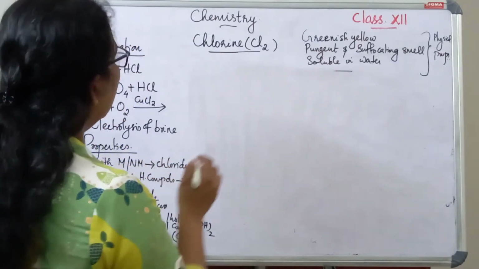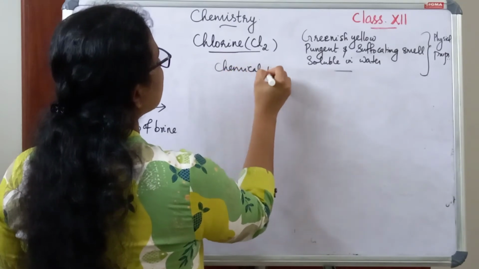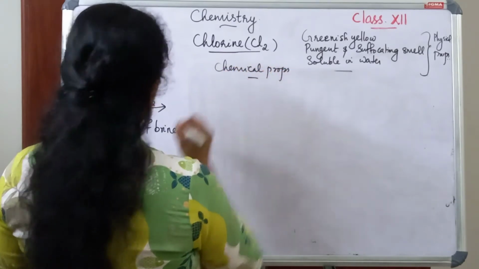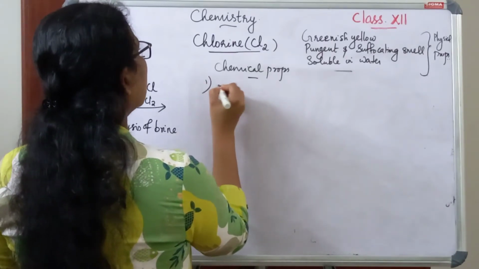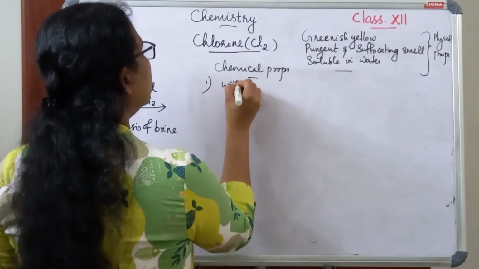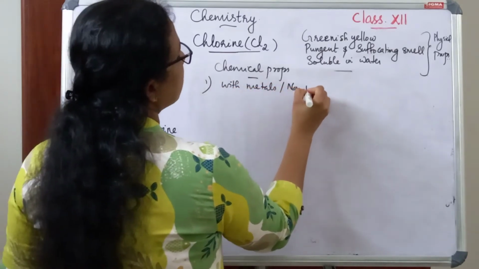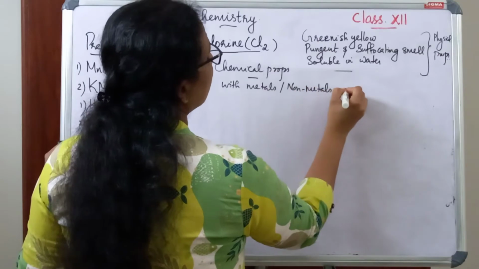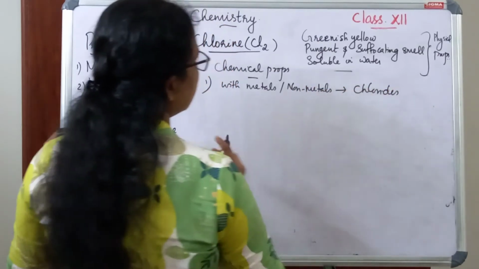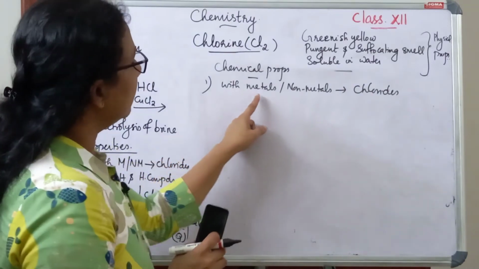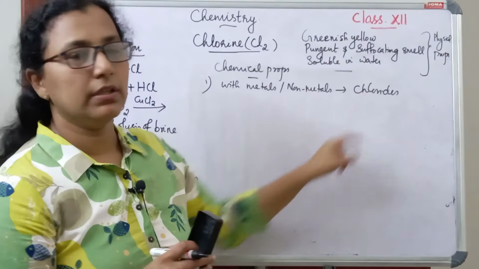Then let's see another property, that is, the chemical properties. First of all, it reacts with metals and non-metals to produce the corresponding chlorides. So when chlorine reacts with metals or non-metals, it produces the corresponding chlorides.